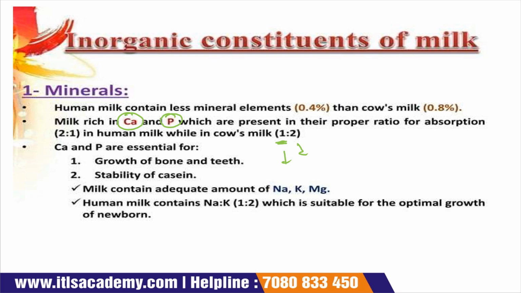This calcium and phosphorus are also important for the growth of bone and teeth and the stability of casein. Milk also contains some different minerals in adequate amounts, that is sodium, potassium, and magnesium. Human milk contains sodium and potassium in the order of 1:2, which is suitable for the optimal growth of the newborn. That's why it is important for the newborn, for their growth.